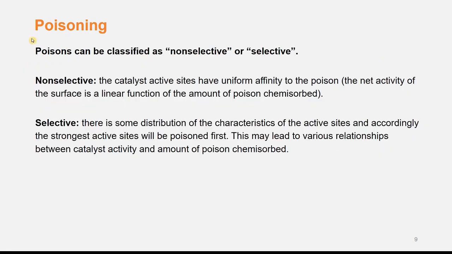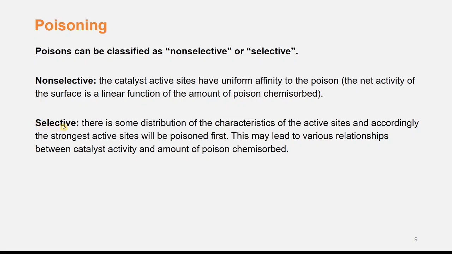Poisoning can be classified in a number of ways. First, poisons can be either non-selective or selective. For non-selective poisons, the catalyst active sites have an equal affinity for the poison. This means that the poison has an equal probability of adsorbing onto any of the active sites, and so the activity of the catalyst reduces linearly with the amount of poison adsorbed.